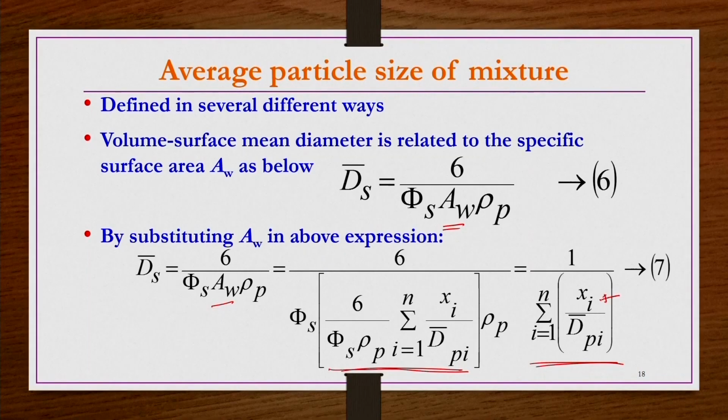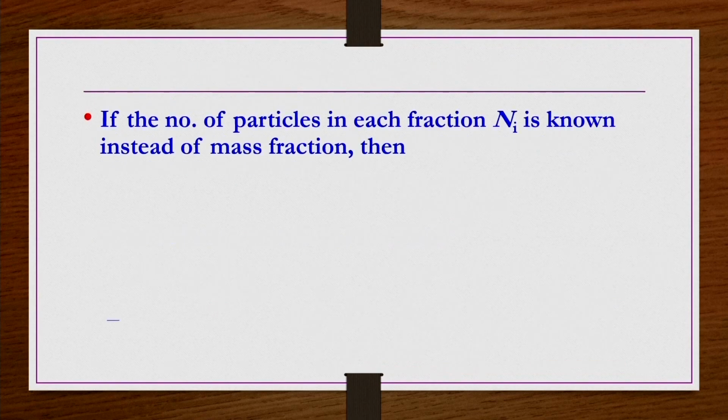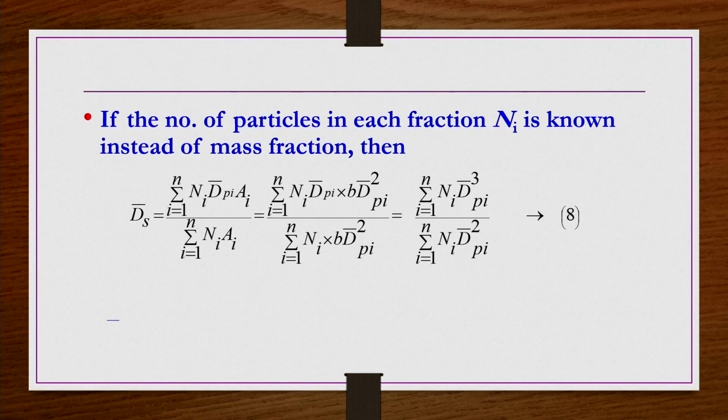So this is if you know the mass fraction of the material on each increment. In place of xi, if you know the ni, that is the total number of particles in that fraction, then you have to use this equation: ds bar is equal to sigma ni dpi bar ai divided by sigma ni ai. Here ai is nothing but the surface area.